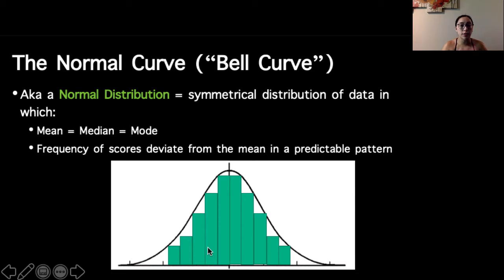A perfectly normal curve would have equal frequencies in a stepwise fashion away from the mean, going both above and below. So in this bell curve, or in this normal curve, we would expect the mean, the median, and the mode, which are all of our measures of central tendency, to be equal to each other. So the frequencies of the scores are going to deviate from the mean in a predictable pattern.